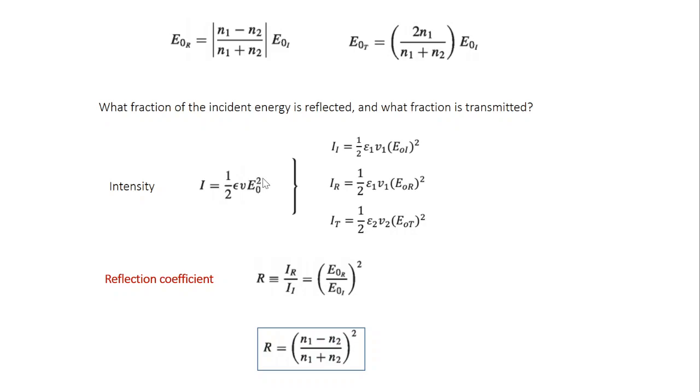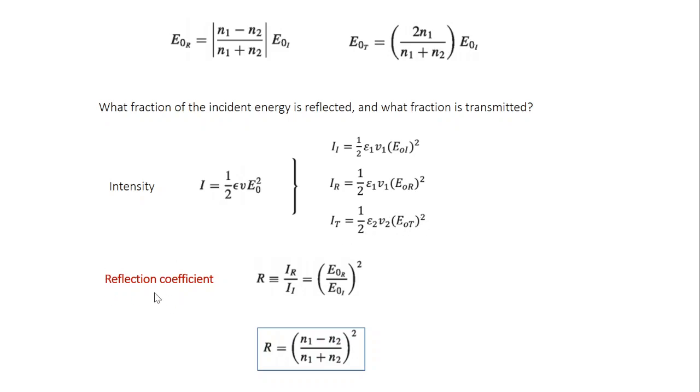So let's make a calculation of incident, reflected and transmitted intensities. After that, we can calculate what percentage of light is reflected and what percentage is transmitted. So quickly, the incident intensity is half epsilon 1 V1 E naught I square. This is in medium 1. IR, once again, is half epsilon 1 V1 E naught R square. And transmitted intensity, this is in medium 2. So this is half epsilon 2 V2 E naught T square.